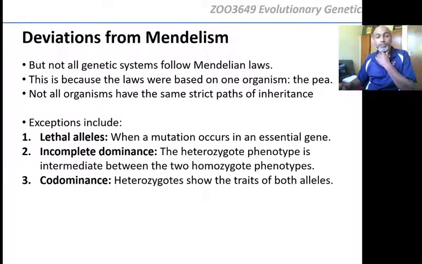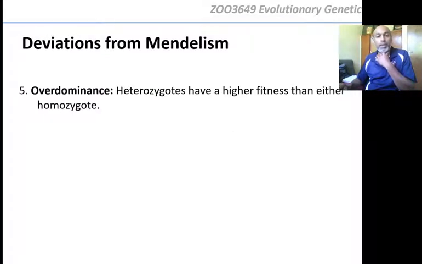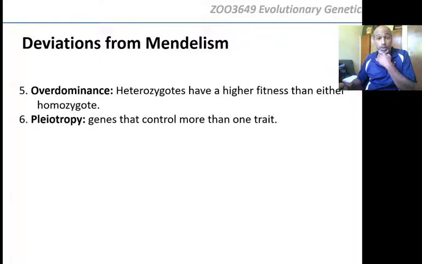Then there is codominance, where heterozygotes show the traits of both alleles, like a patchy cow. Then there's sex-linked inheritance, where because the sex chromosomes are not the same size, females have an X and an X, and males have an X and a Y, for example, in mammals. And so when genes are found on those chromosomes, their inheritance is not strictly Mendelian. And then we have overdominance, where the heterozygotes have a higher fitness than either of the homozygote phenotypes. Then you have pleiotropy, when there is one gene that can control several different traits or several linked traits.